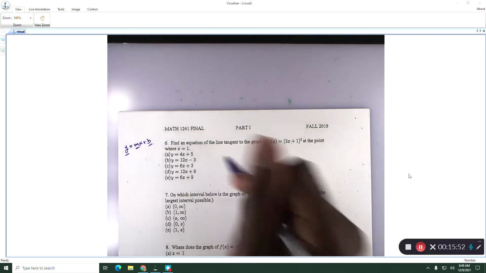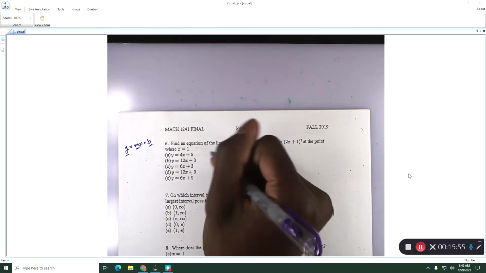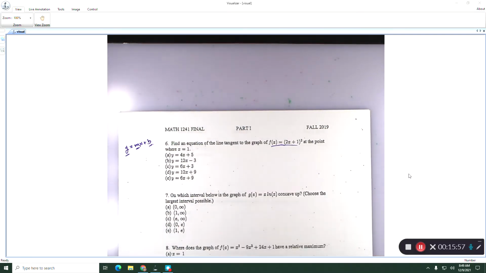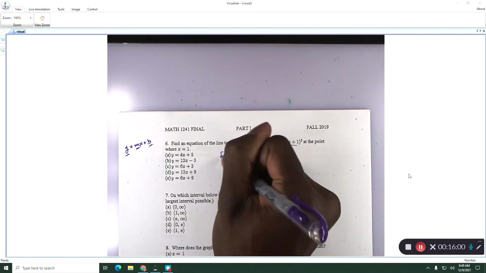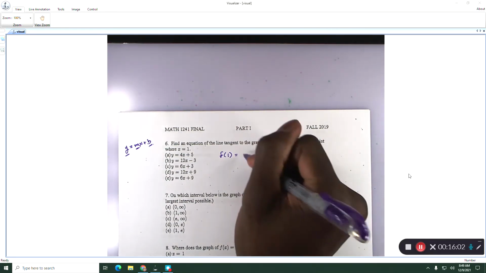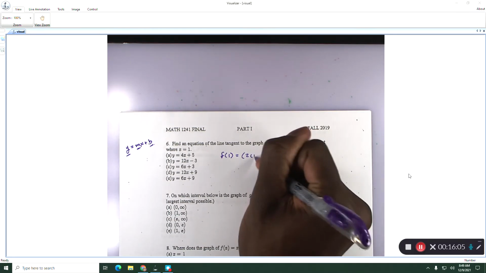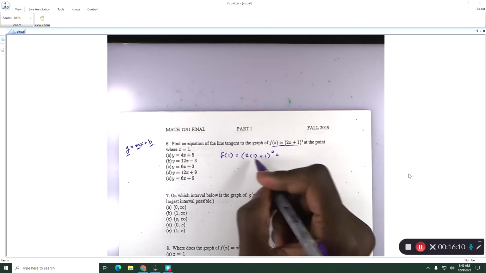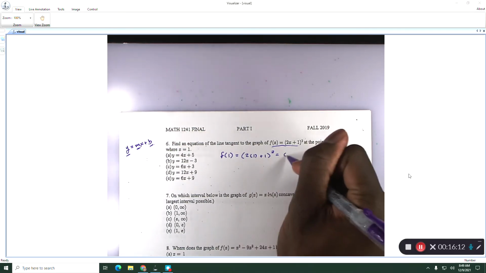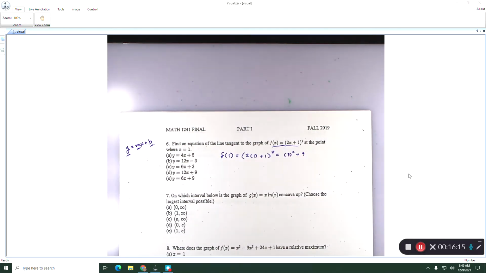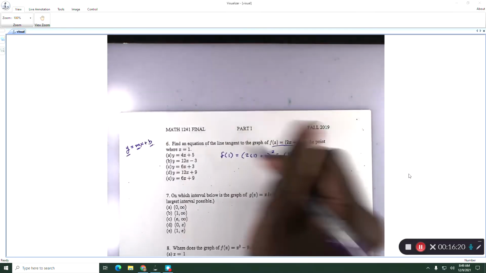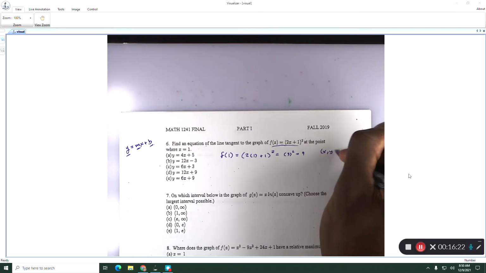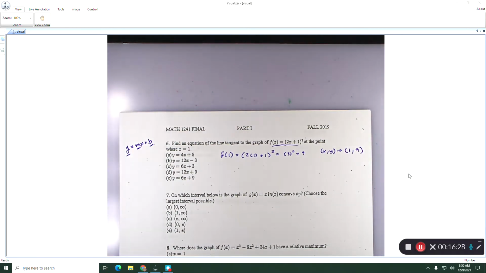And now I'm going to start with finding y. So I know what f of x is equal to as a function. So I'm going to plug 1 in for x and see if I can't find my y. So I get 2 times 1 plus 1, that's going to be 3 squared, which is just 9. So our y value is equal to 9. So we know that x and y, 1, 9. That's our point, 1, 9.